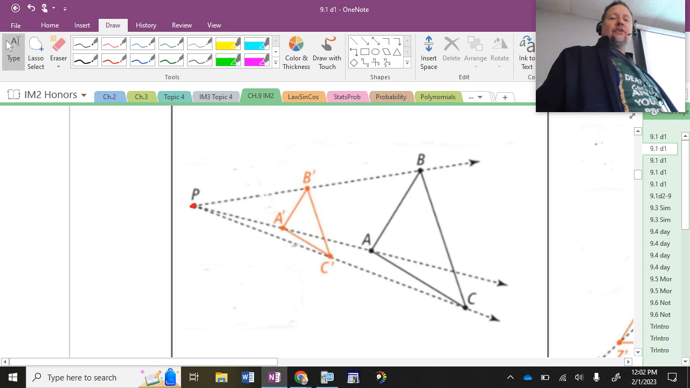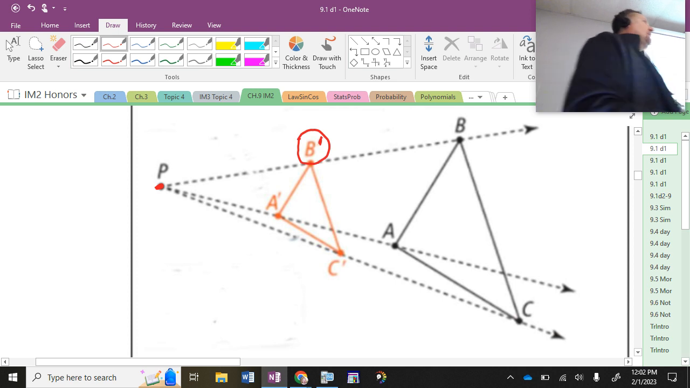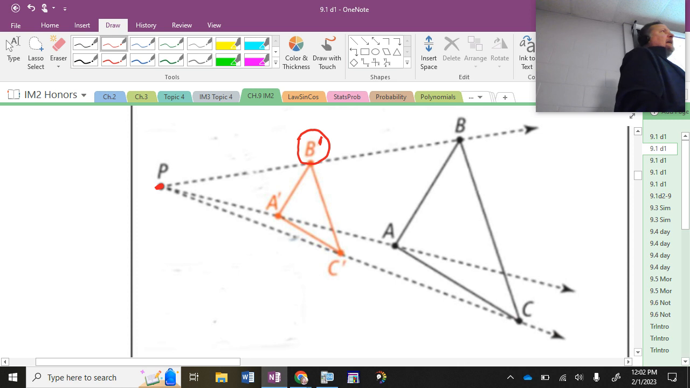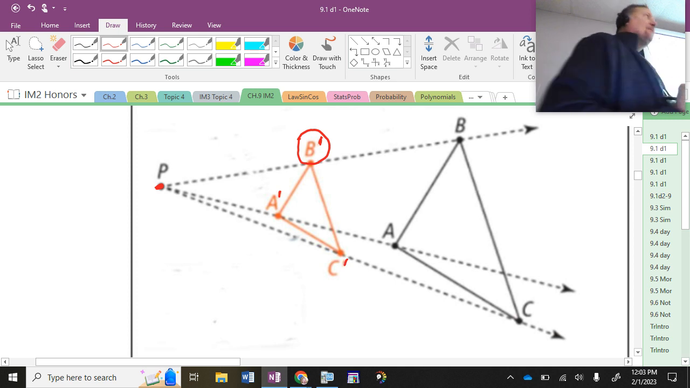One thing I want you to note, since this is already created, the new image is called B prime. That's B apostrophe. Is that an apostrophe, right? Correct? Yes? And then C prime and A prime.